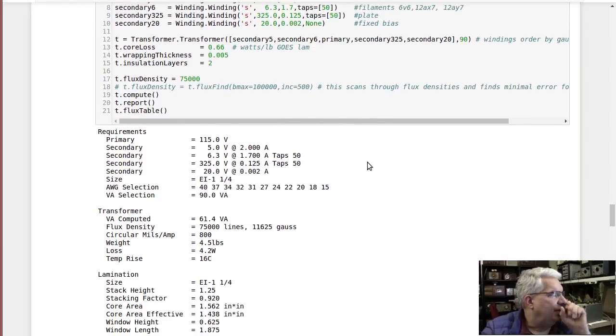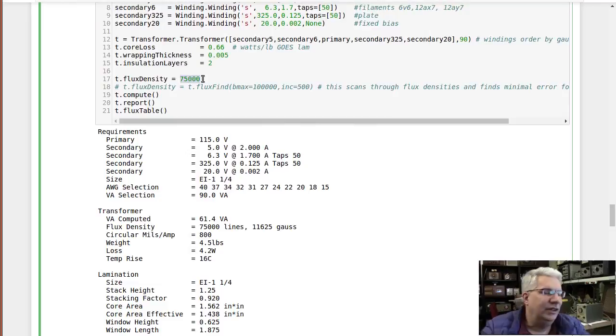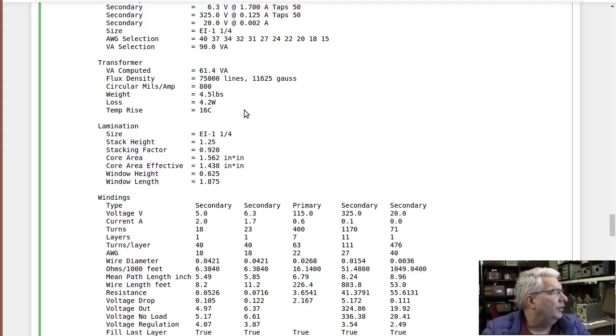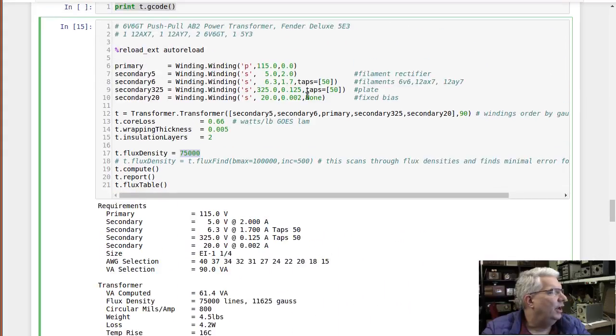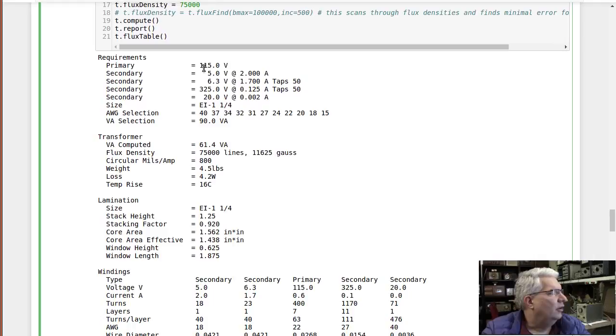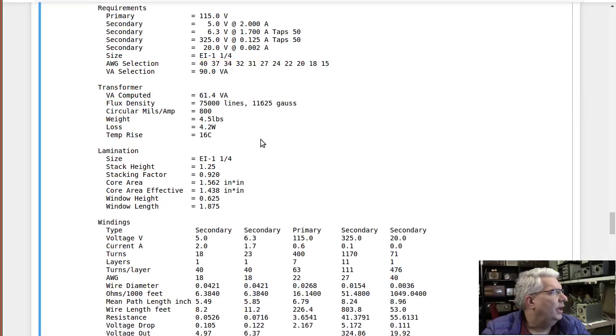You can see that the initial flux density I chose was 75,000. If we go down, we can see that I picked a 90 VA lamination for this. Here are the requirements for the transformer. I'm going to go ahead and use the wires that I have. We can see that this works out to be a 61 VA transformer at a flux density of 75,000, that's 1.7 kilogauss.